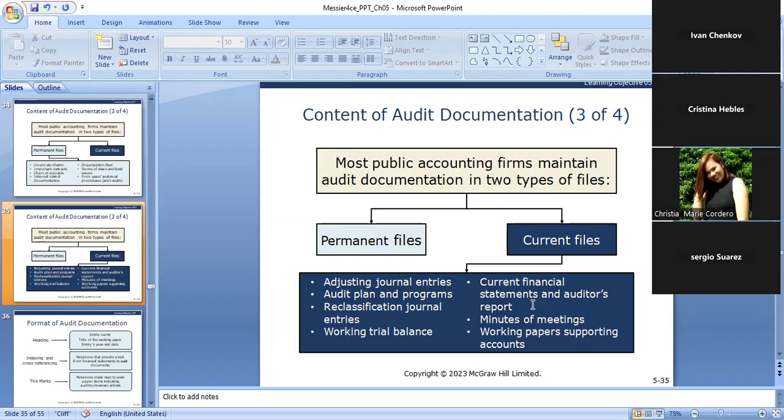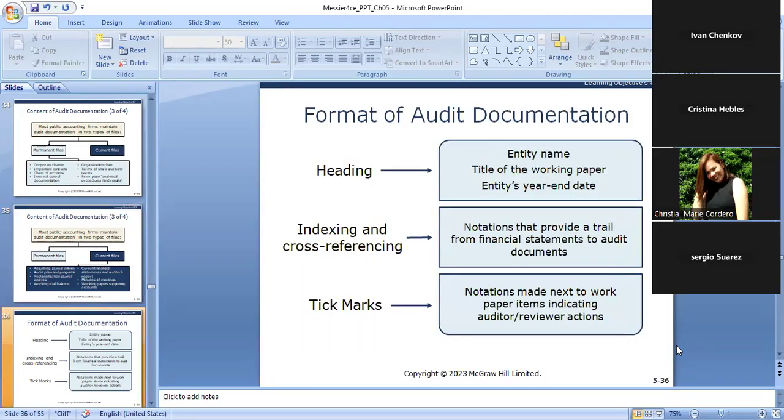Working trial balance. Obviously, you need that working trial balance. Current financial statement and auditor report, minutes of the meeting, working paper supporting accounts. Those are the two types of files that you need.